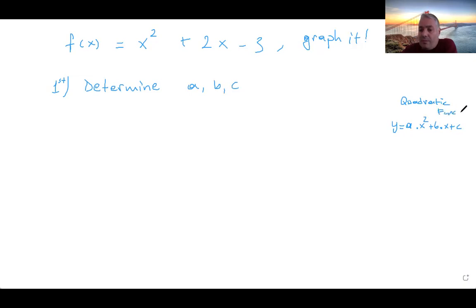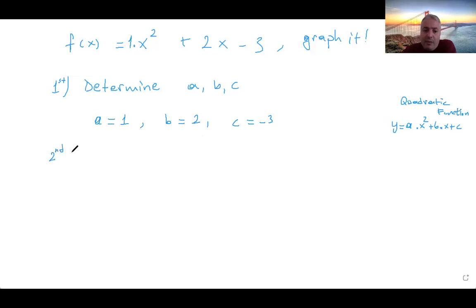Now, when you look at here, is it clear that x squared means actually 1 times x squared? It's not given, but we know. So a is 1, b is 2, c is negative 3. Is it clear or not? A, b, c, what are they? First step, yes, clear.